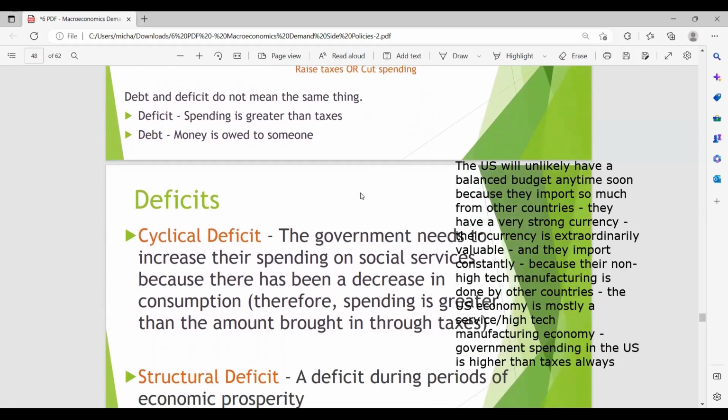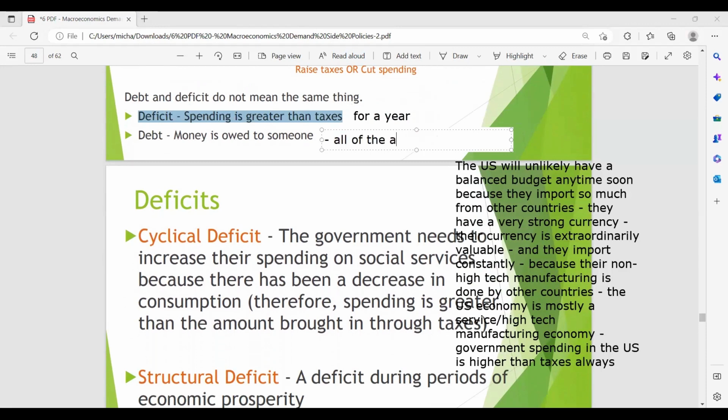So debt and deficit do not mean the same thing. Deficit is when spending is greater than taxes in a year. So for a year's time, and then debt is money owed to someone. So it's all of the added up deficits over time. So that's the difference between debt and deficit. Deficit is basically the debt for a year, and debt is all of the deficits added up.